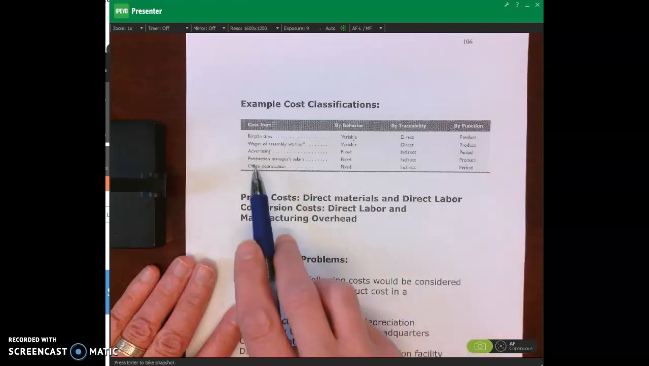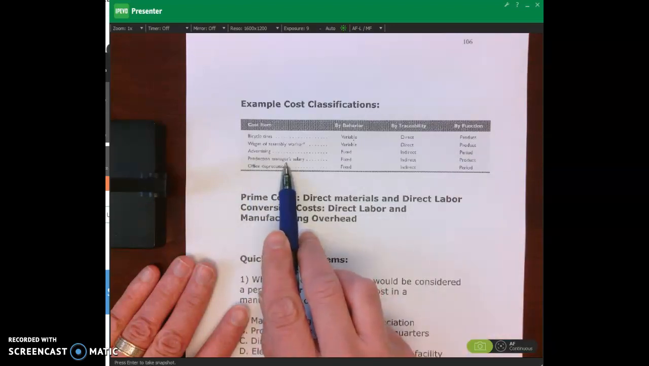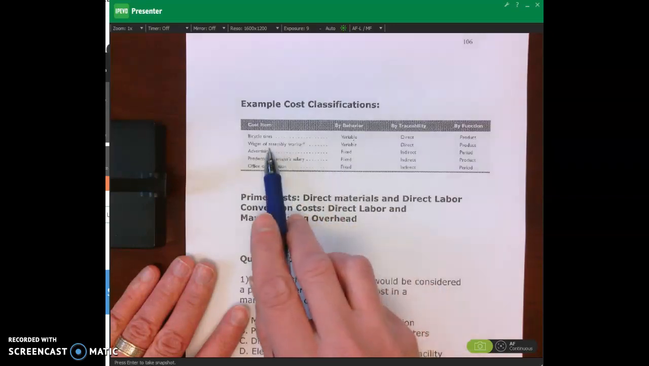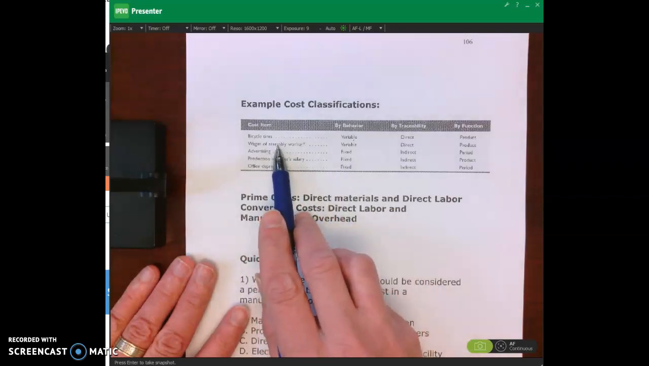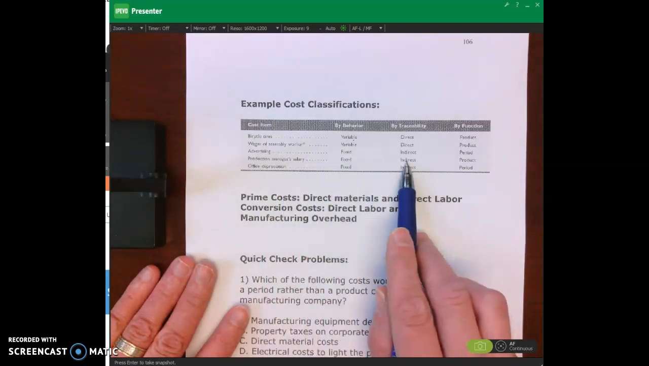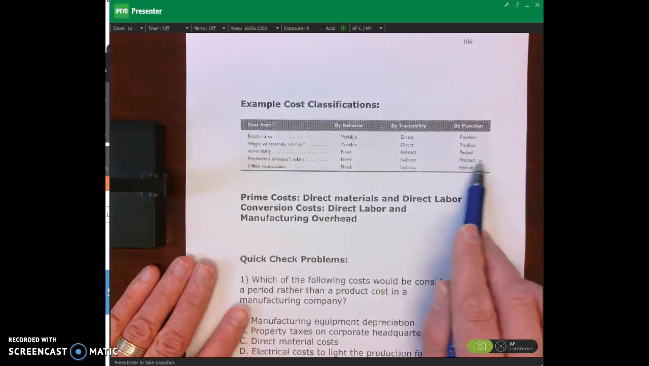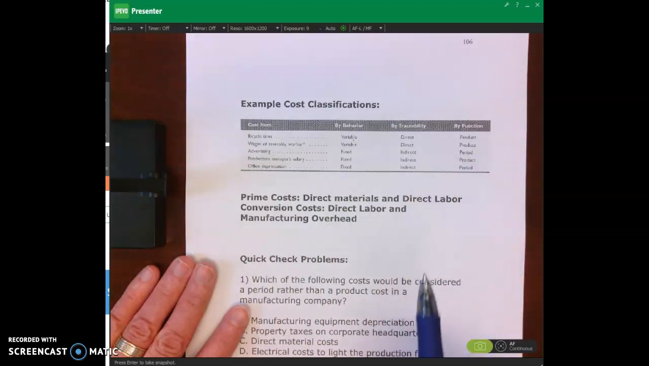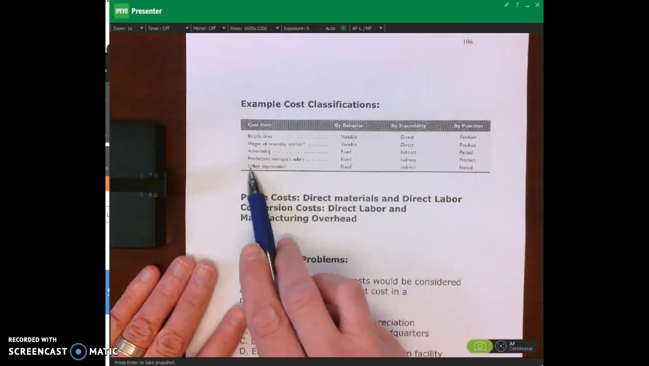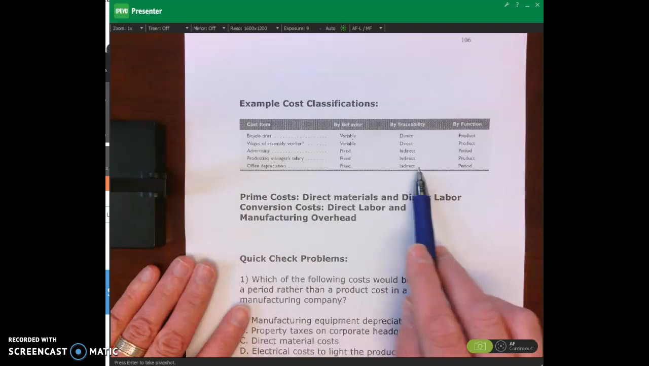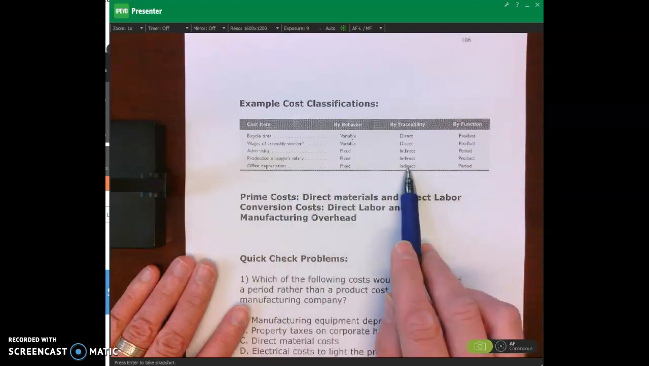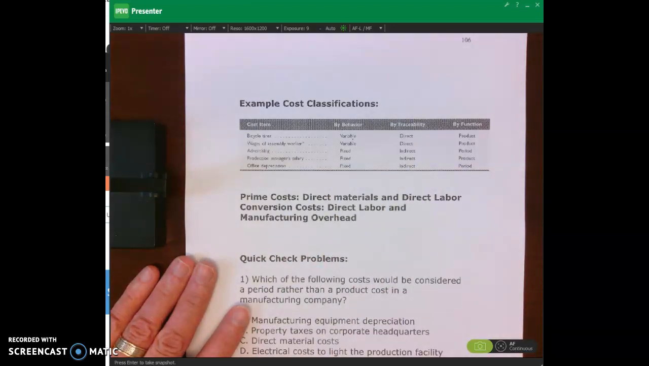That's not product. Production manager salary, that's indirect labor because it says salary. That's why it's fixed. We're assuming hourly wages here. That's why it's variable. So salary, fixed. That's under manufacturing overhead. And it's a product cost, which means it does show up in cost of goods sold and ending inventory. Office depreciation, the key word there is office. That means it's a period cost. Depreciation we treat as fixed. And it would also be considered indirect. Okay?